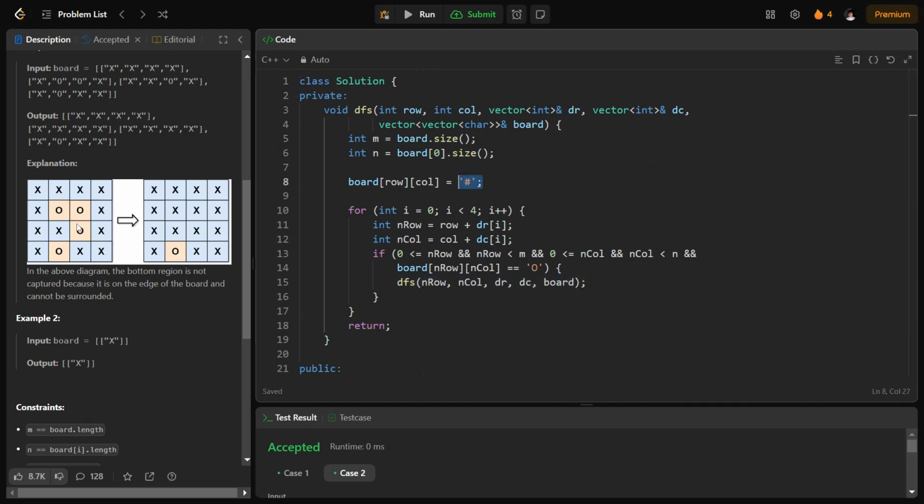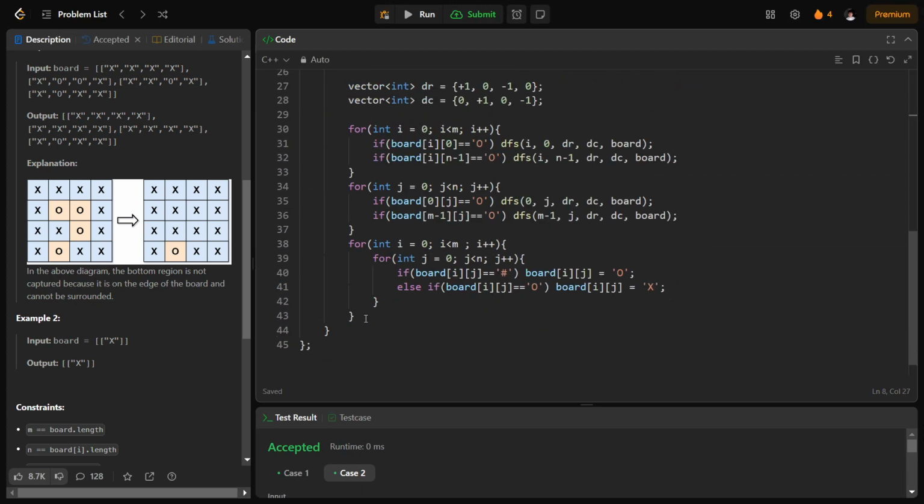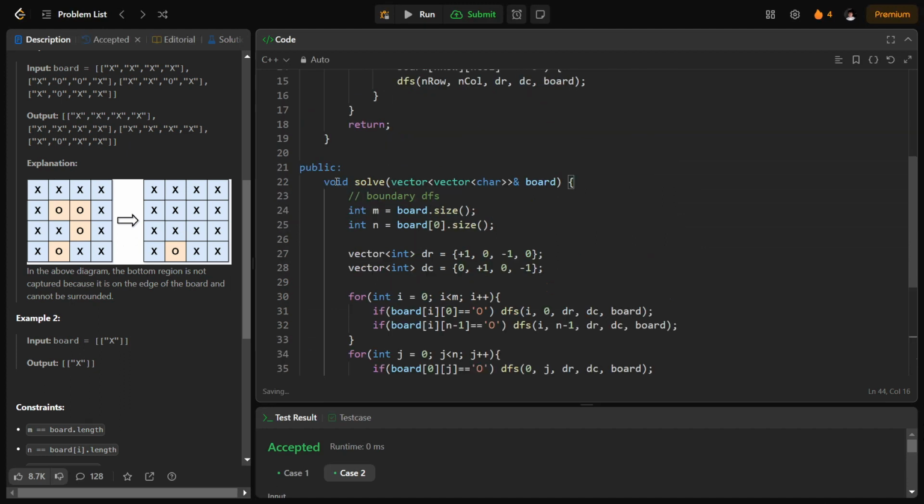If for some reason an O is not converted into this hash, that means it could be covered with a boundary, right? So I don't change that. And after doing this DFS, as I told you, I just reverse this and in the end just return from the function. Since this is a void function, we have to do everything in place.